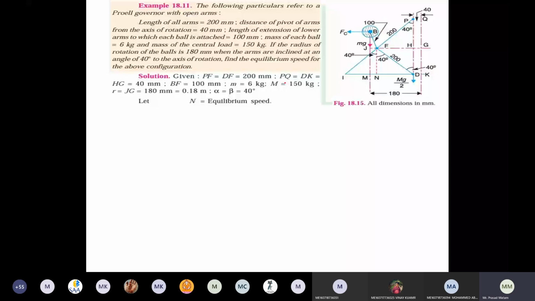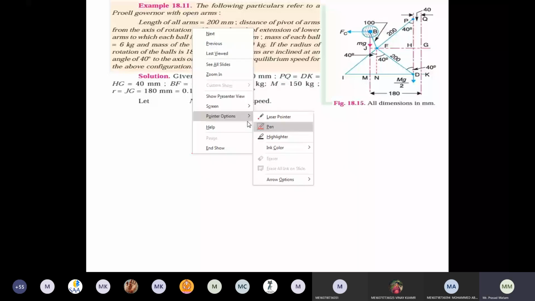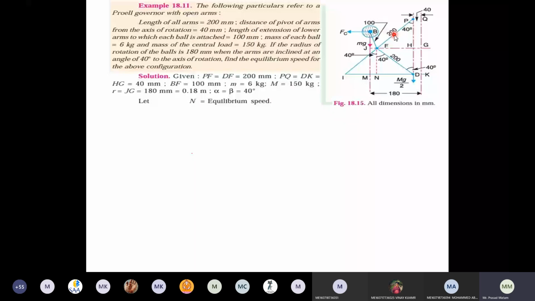So this is the diagram, you can go through it. For a Porter governor, this is the upper arm of length 200 mm, lower arm of length 200 mm. This is the mass of the ball, which is acting vertically downwards, and capital M is the central load acting at point D. This total distance he has given as 180 mm. Angle made by this is alpha. Opposite angles are equal, so this is also equal to 40 degrees. Now we need to find, what are the unknowns here? Find the equilibrium speed N. Can anyone answer this?